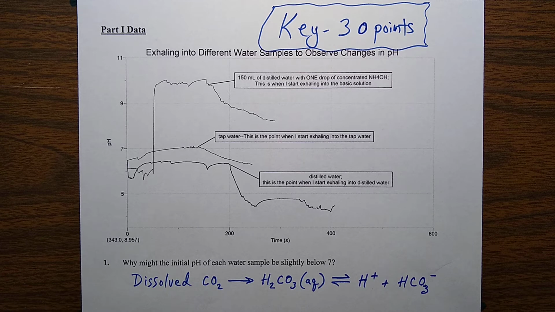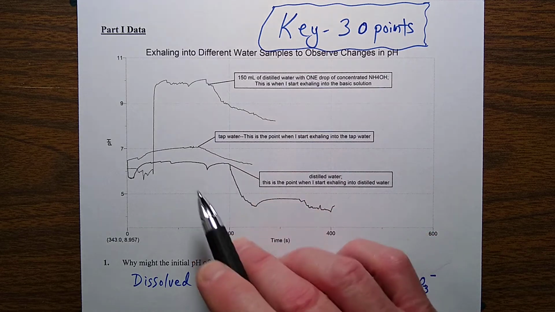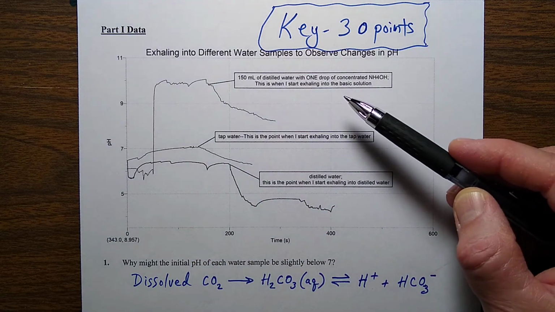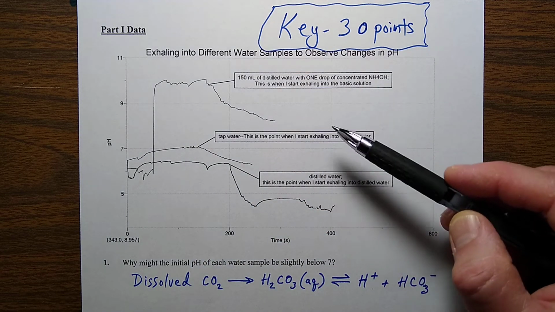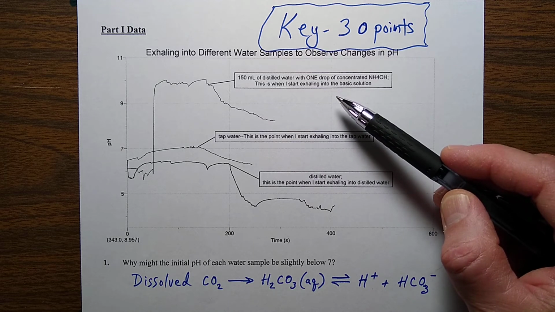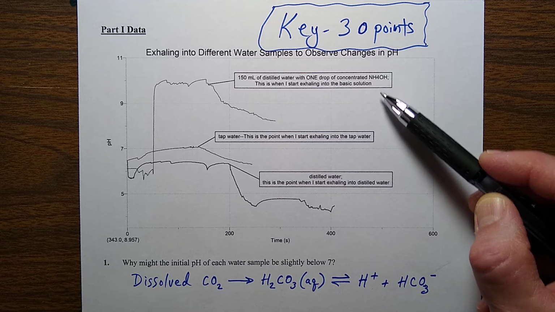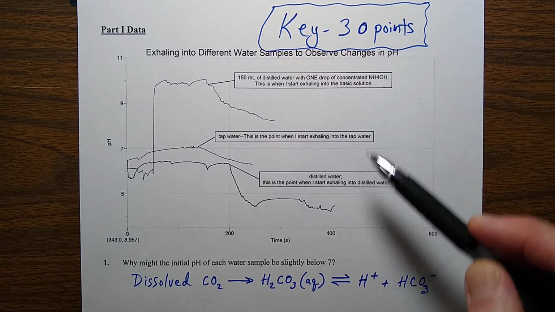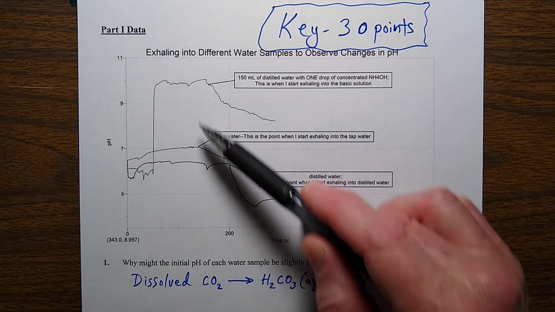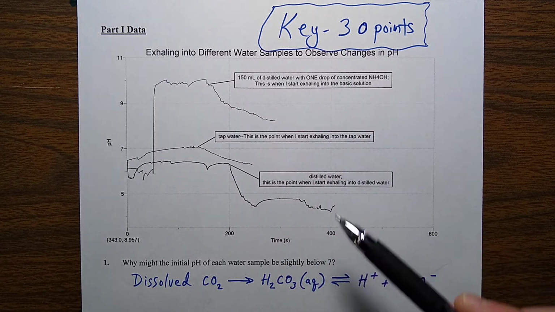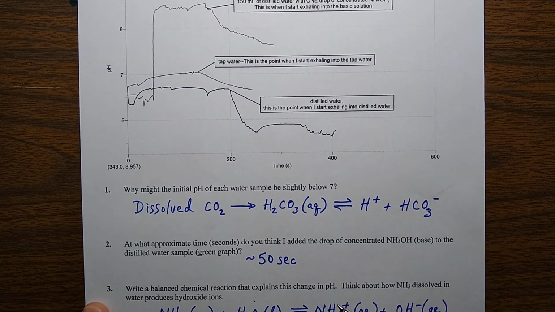Let's see here. I did an experiment in part one where I was exhaling into tap water, distilled water, and a solution I made by adding some drops of concentrated ammonia, NH4OH, into water. You can see that the pH drops when I start exhaling, and that's because I exhale CO2 into the water, which makes carbonic acid.